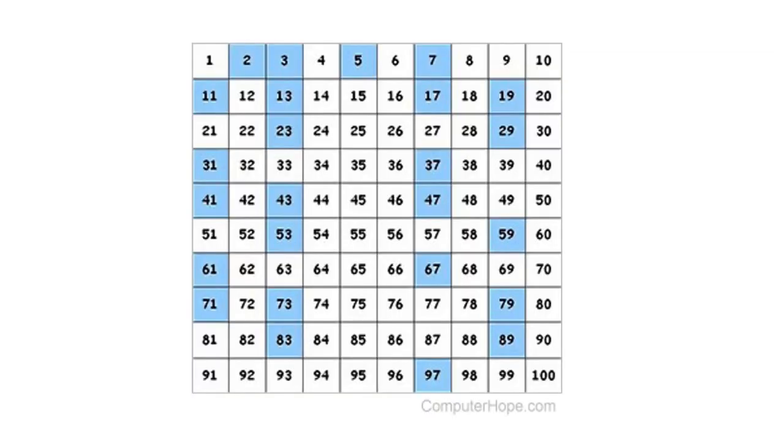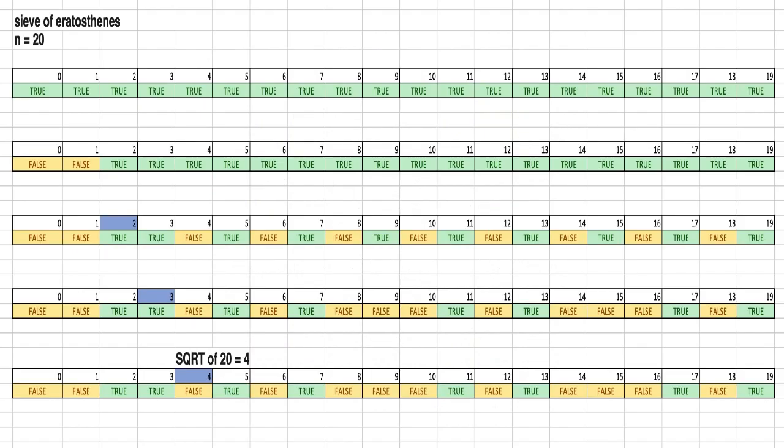A number is a prime number if it is divisible by 1 and by itself. In this diagram, the numbers marked in blue are prime numbers. For example, 5 is divisible by 5 and by 1, so 5 is a prime number. Whereas 6 is not a prime number because it is divisible by 1, 2, 3 and 6. We are going to solve this problem using the sieve of Eratosthenes algorithm.